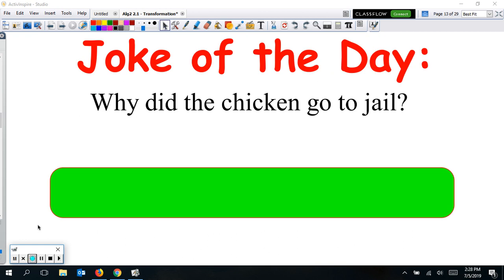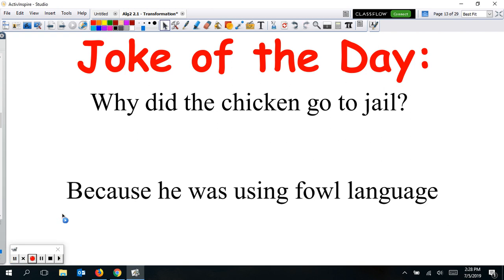All right, let's take a little break for our joke of the day. So why did the chicken go to jail? Well, because he was using foul language. Imagine that. Went to jail for foul language.